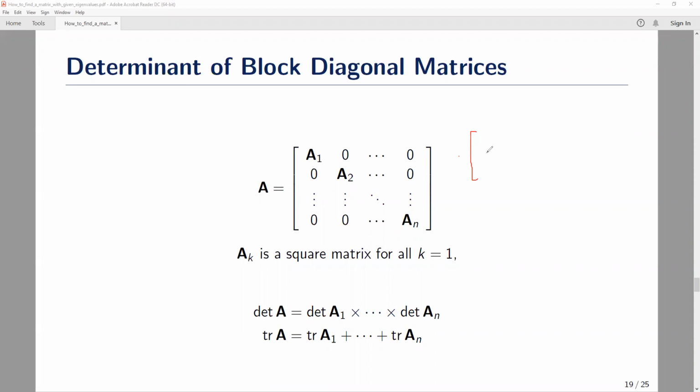Why? What if you just start with two matrices? Because a block diagonal attached with another block diagonal is another block diagonal matrix. If you attach A3 here, it becomes another block diagonal, right? So what if you just find out for these two block diagonal matrices? Try to observe that this determinant is equal to the determinant of A1 times the determinant of A2.